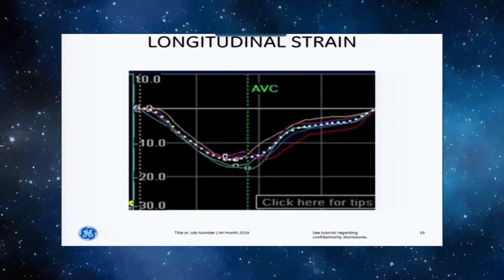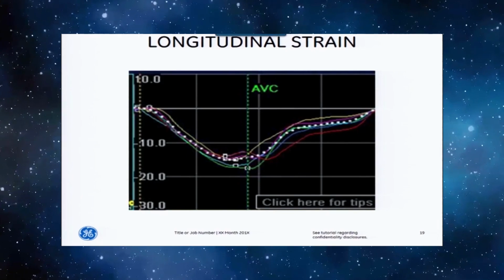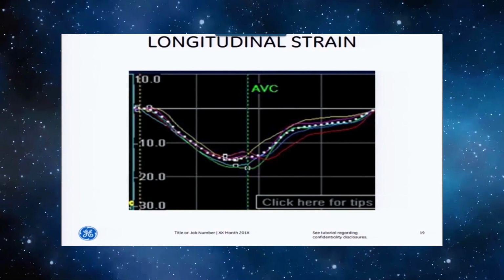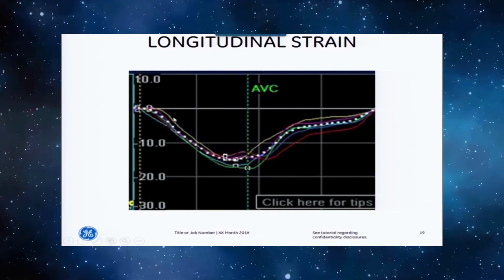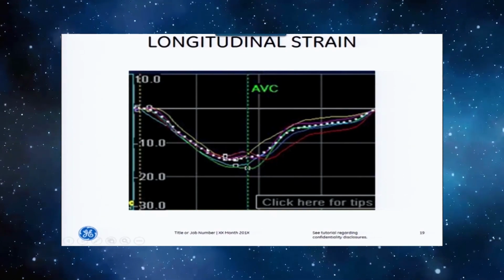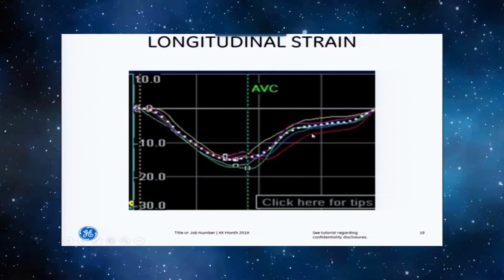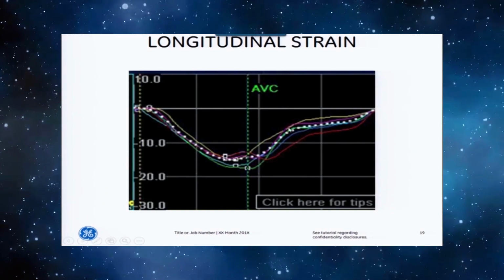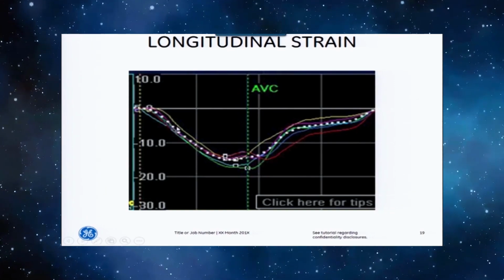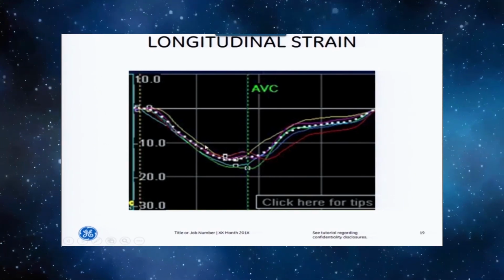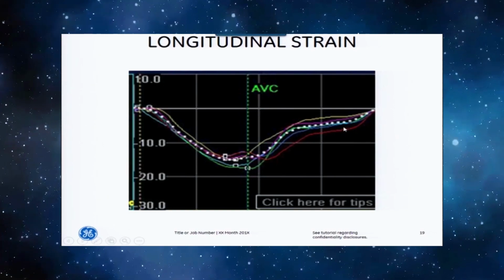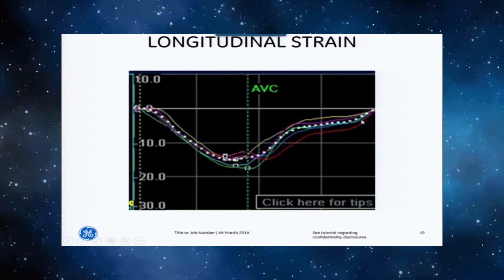Now, there's actually a fourth thing that we want to look at when we're trying to decide if a set of curves is normal. So now we're looking at a set of longitudinal strain curves. And what we want to look for is how synchronously they contract together, how well these lines follow each other. And this is an example of good synchrony. All of these lines are following each other very nicely. So we're going to say that that's good synchrony there.